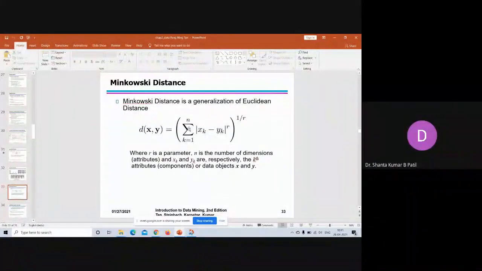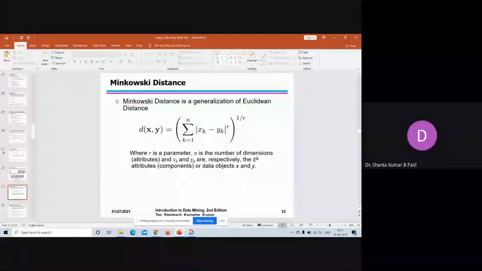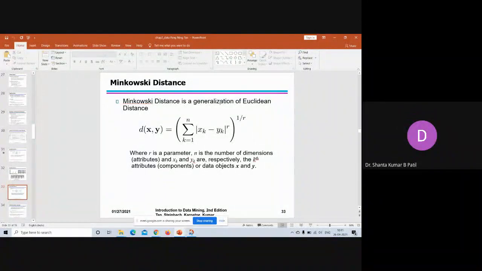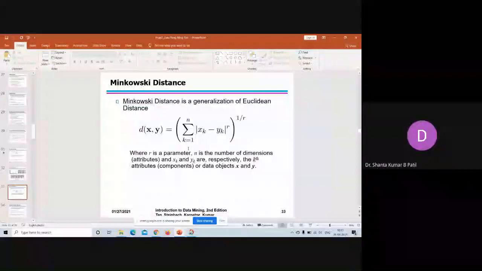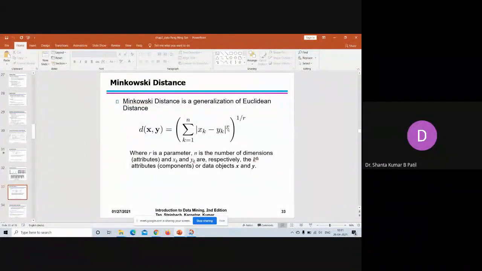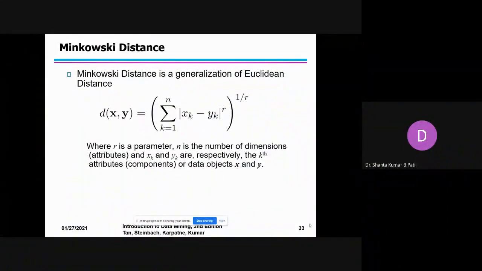Minkowski rewrote the Euclidean distance. In the Euclidean distance the R value was 2, and the power 1/2 means it is the square root. So Minkowski rewrote this equation. In general, instead of the 2, he has taken a variable and marked it as R. If you vary the R values, you can get different patterns, which are used to find out the similarity and dissimilarity between the points. So these are the mathematical equations.